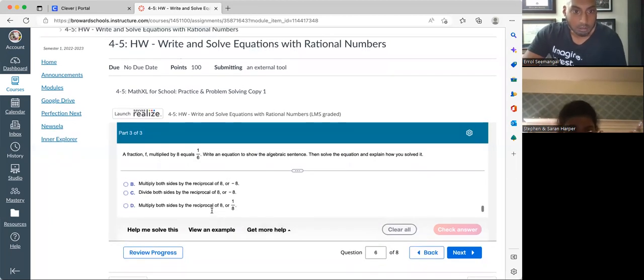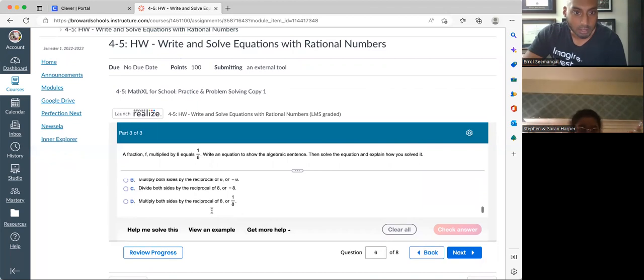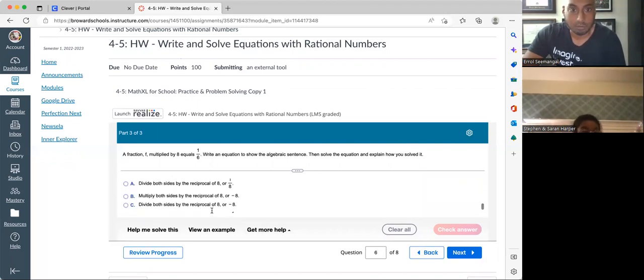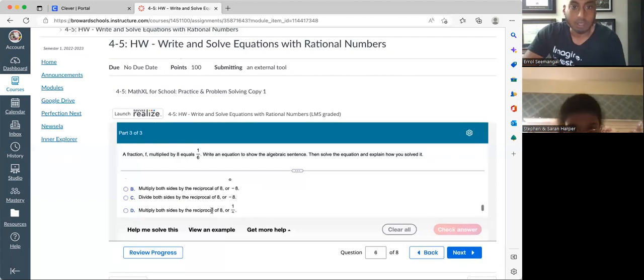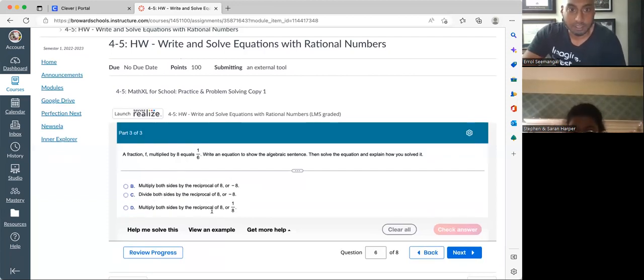Now it says explain how to solve it. Okay, all right, so that's what we were doing here in a minute. Pretty sure we multiply it. Okay, all right, let's back up for a second. So what we had was 8f equals 1 over 6. Then what did we do again? Did we divide both sides by 8? That's what we did, right? We divided both sides by 8.